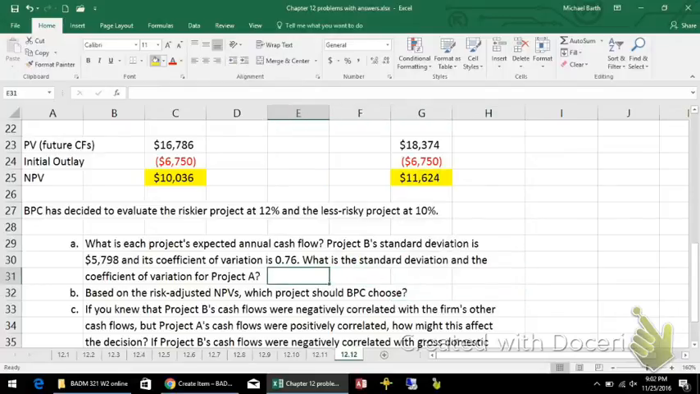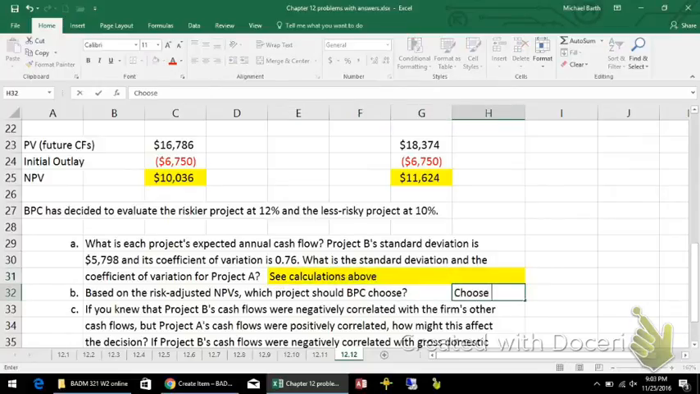So we did these calculations to get the answers for A. For B, the answer is choose B. For part B, choose B. It has a higher NPV.